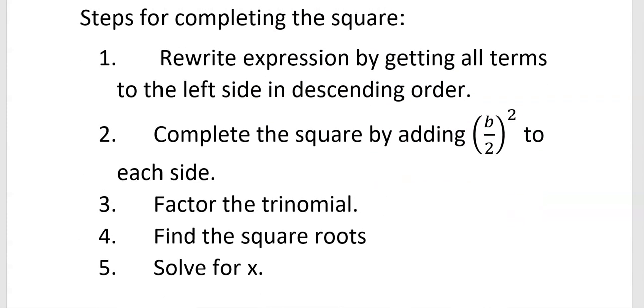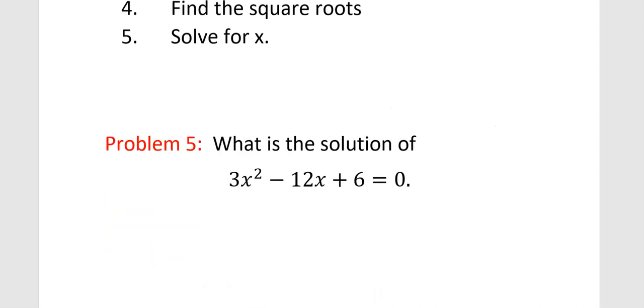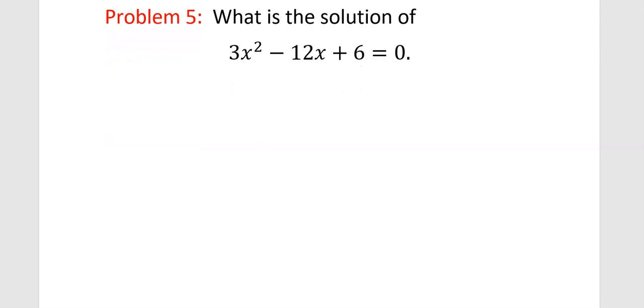Okay, so let's do one. There are some steps, I'm assuming you might have written them down. You're going to rewrite the expression by getting all the terms to the left side in descending order. You're going to complete the square by adding the middle term divided by 2 and squaring it. You're going to factor it, find the square roots, and solve for x. And normally you probably just do it. You don't think of the number of steps involved to do it. What's the solution of this one?